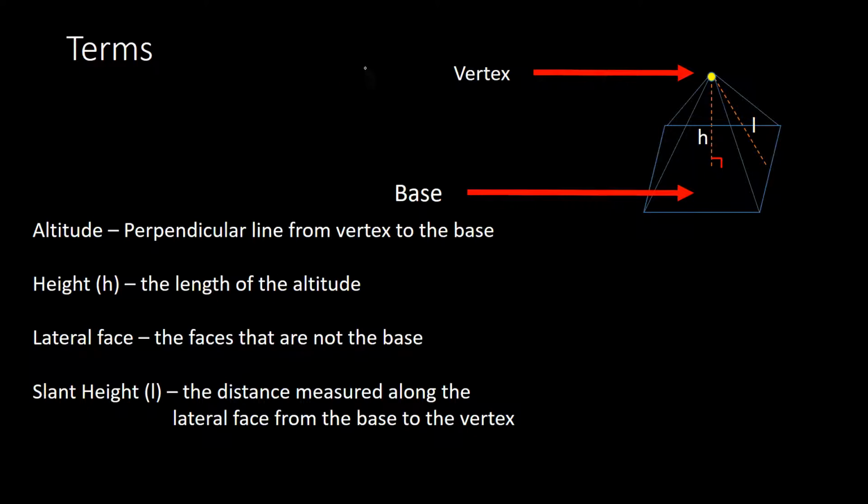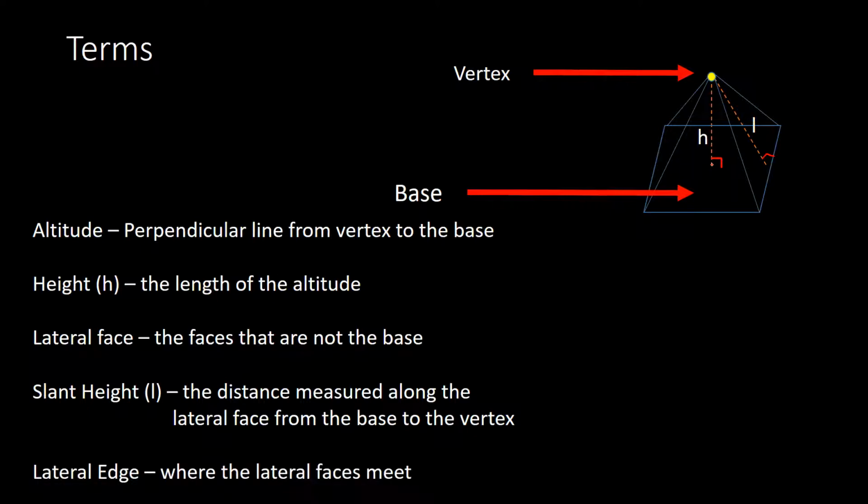So this line right here, the slanted height, the height of the slanted triangle, would be your slant height. And notice that it's different than the actual height. Height is perpendicular to the vertex, whereas a slant height is perpendicular to this side down here, to this triangle on the side. And we use the letter L for slant height and the letter H for just regular height.